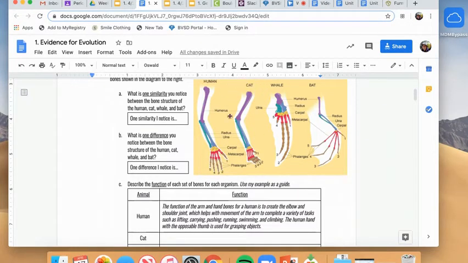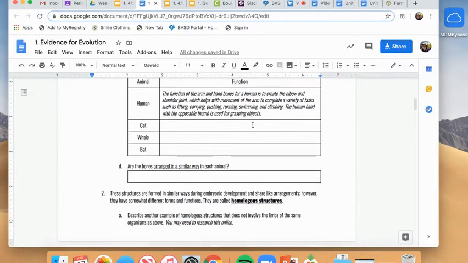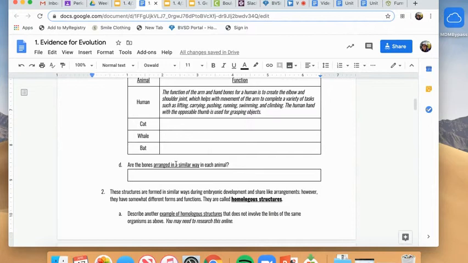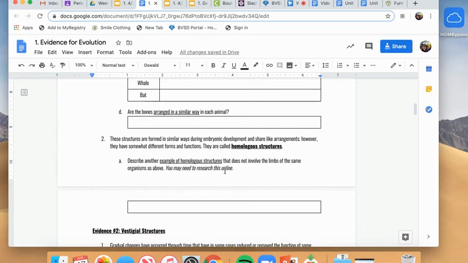Then you'll have to do that for the cat, the whale, and the bat. How are they using those bones to help them function? And then D, are the bones arranged in a similar way in each animal? And the last question for this piece of evidence is about finding an example of a homologous structure that is different than the one you just looked at.